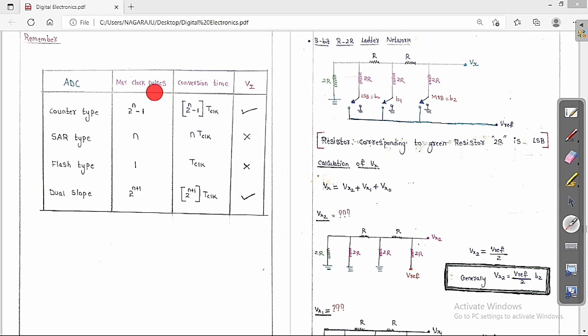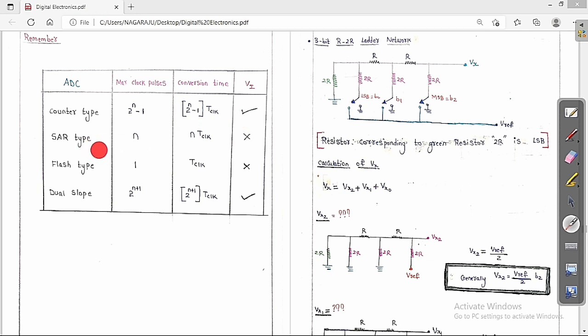Now the maximum clock pulses, the conversion time, and whether they depend upon the input voltage or not, we can see clearly from here. The maximum clock pulses to get the output is 2 to the power of n minus 1 here. Then what is the conversion time? Just multiply by t clock, and we get 2 to the power of n minus 1 into t clock. And whether this depends upon input voltage or not, yes, it depends upon the input voltage. It also depends upon the number of bits.